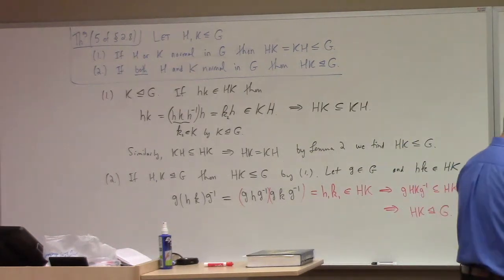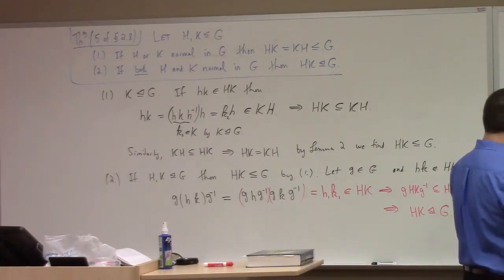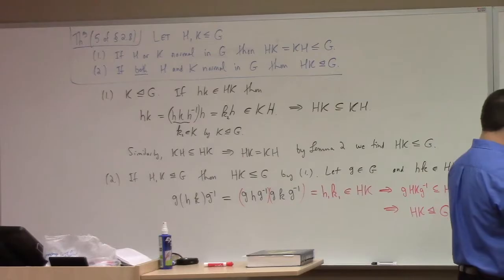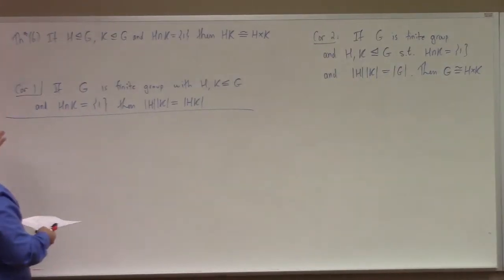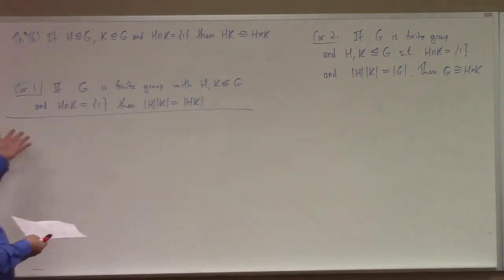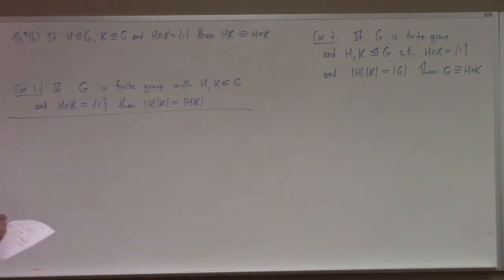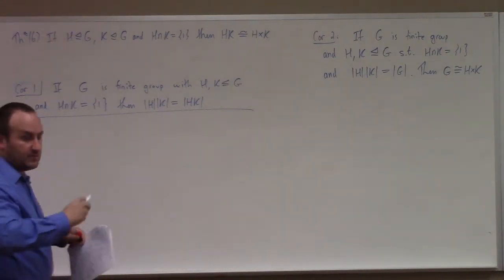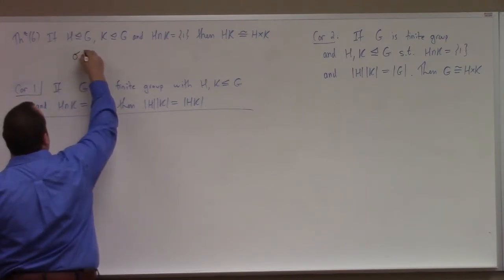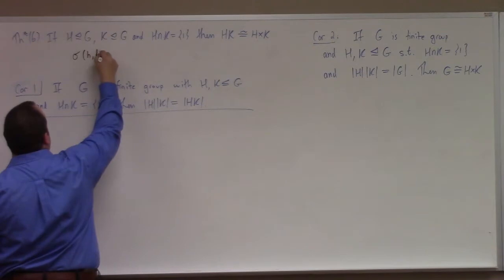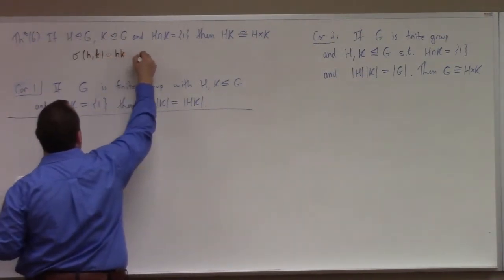Theorem 6 we talked about yesterday. Corollary 1. I just want to take a breath to talk about why it is true. G is a finite group, H and K are subgroups. We already know Theorem 6. Does it make sense? In Theorem 6, we defined this bijection, right? What was the bijection? It was sigma of (h, k) equals hk.